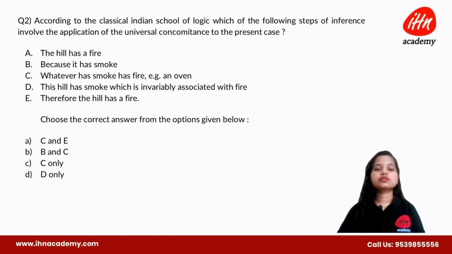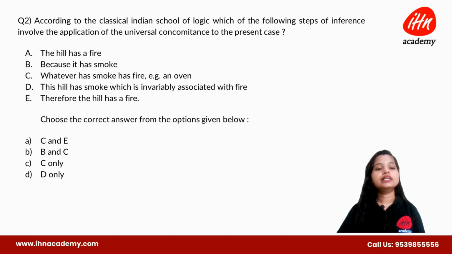According to the classical Indian school of logic, which of the following steps of inference involve the application of the universal concomitance to the present case? Okay, so universal concomitance to the present case. The question is from Indian logic. And there are 5 steps of inference we have done in our class. The 5 steps of inference are Pratigya, Hetu, Udaharan, Upanayan and Nigaman. Which of these steps is called universal concomitance to the present case? You need to identify that step.